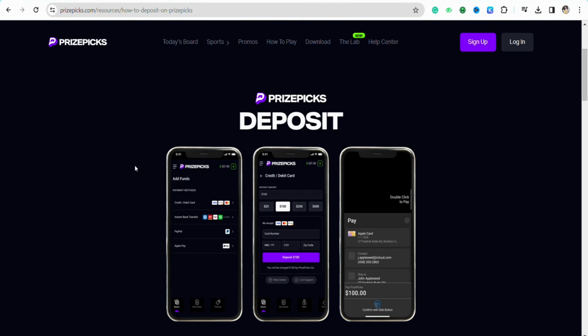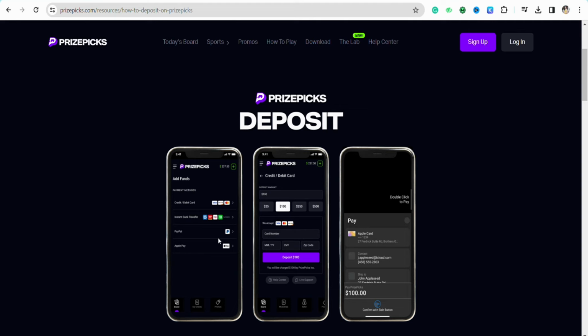Another reason would be that the deposit method that you are trying to use is not currently accepted. For example, MasterCard, American Express, and prepaid gift cards are not currently acceptable with PrizePicks. So make sure to use the cards and payment methods that are available with PrizePicks, for example, debit or credit card, instant bank transfer, PayPal and Apple Pay. These are the current payment methods available with PrizePicks.